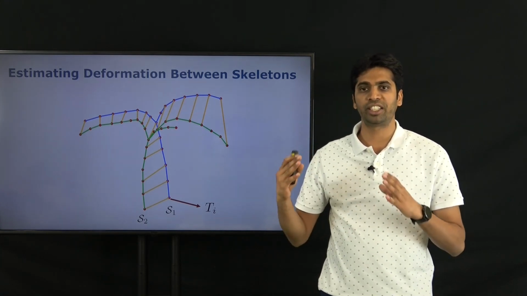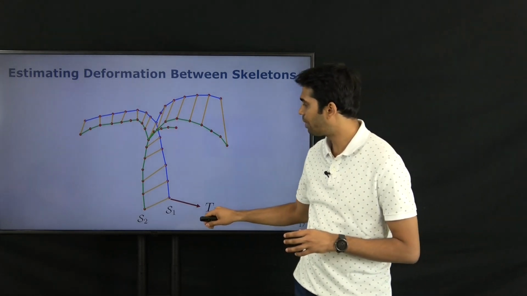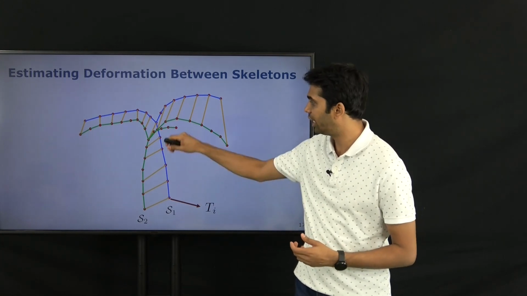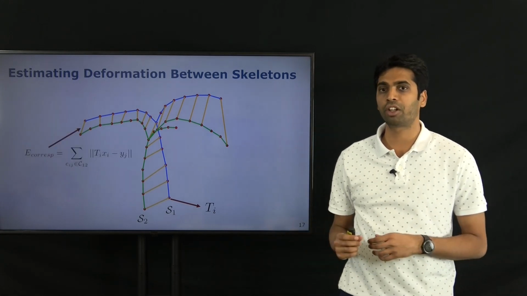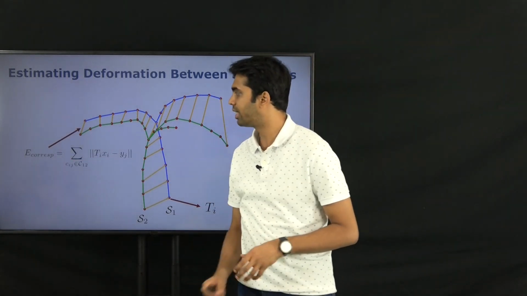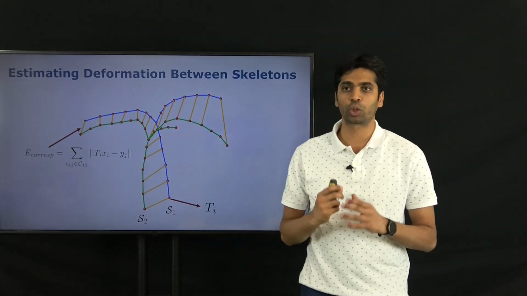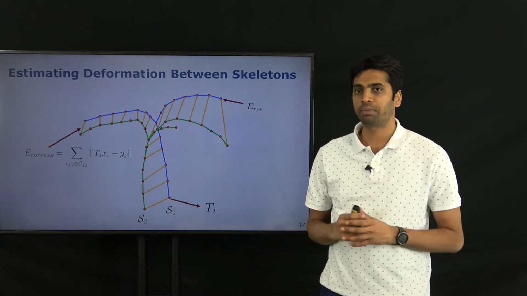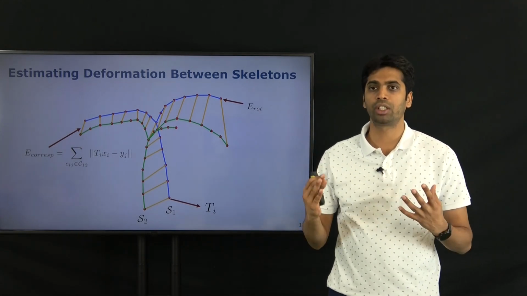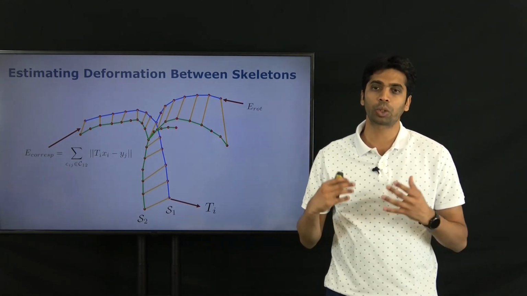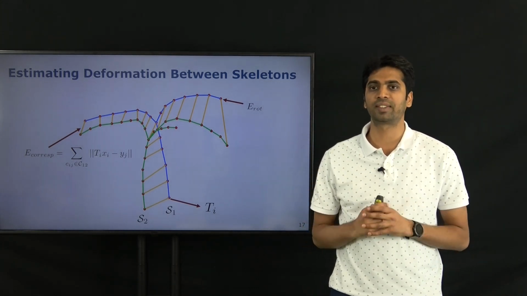So the problem of registration is now converted into an optimization problem over these unknown parameters of the affine transformation for each node that minimizes a certain energy. And the first part of this energy is a correspondence energy, which tries to bring the corresponding points on the two skeletons as close to each other. The next part of this energy is what is called a rotational energy, which tries to keep the rotational component of this affine transformation as close to a true rotation as possible. This is necessary in order to keep the shearing effects in check.